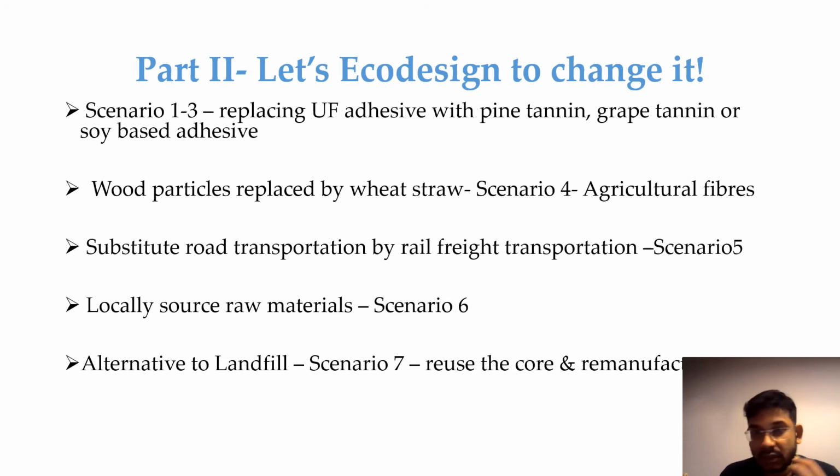Then they tried to replace the wood particles with wheat straw. They tried to replace, remember, transportation was a huge issue. Instead of road transportation, rail transportation. Instead of actually exporting the materials, let's have locally sourced raw materials. And instead of landfilling, let's try to reuse and remanufacture the core, is how they thought about this problem.